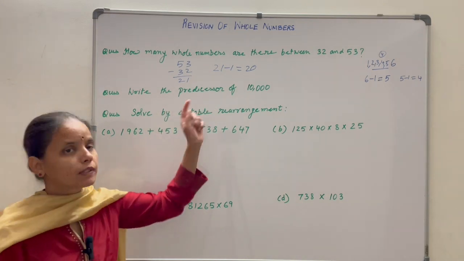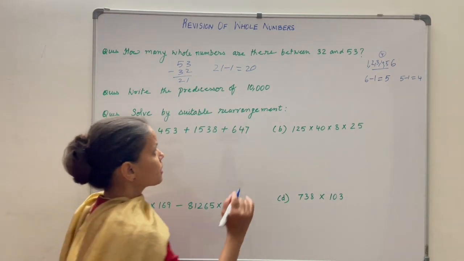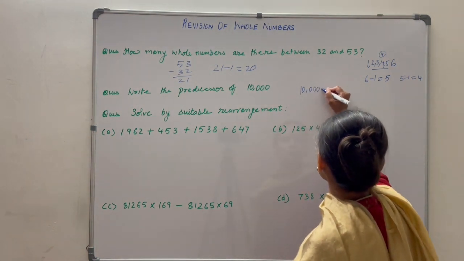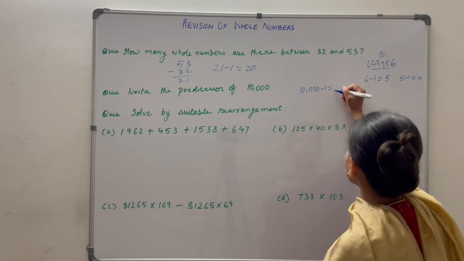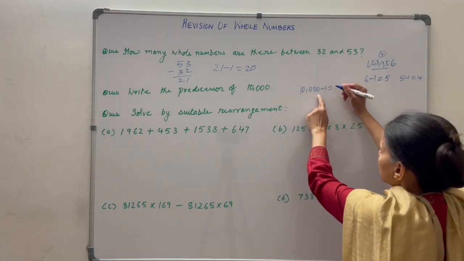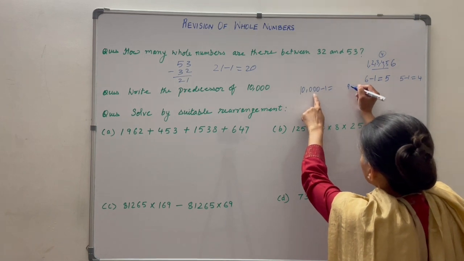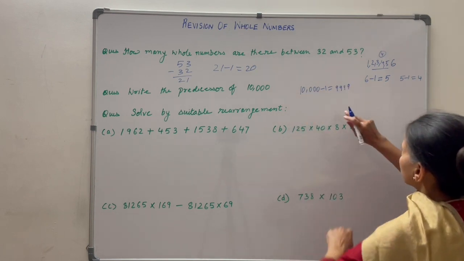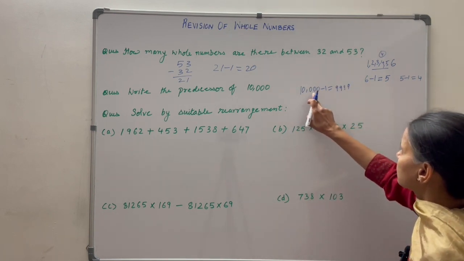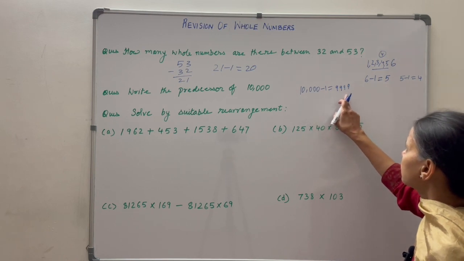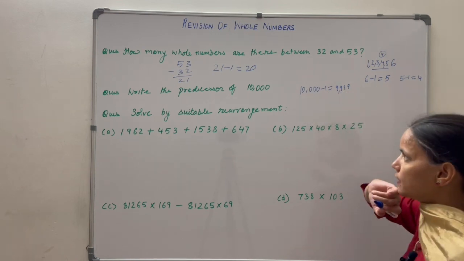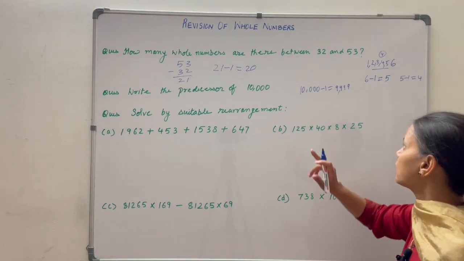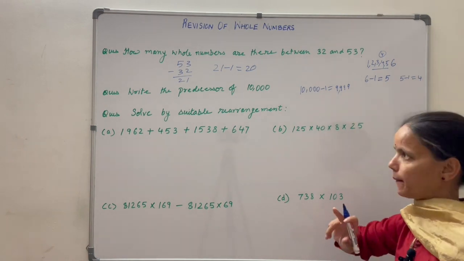Write the predecessor of 10,000. To find the predecessor, what do you do? You subtract 1 from 10,000. When you subtract 1 from 10,000, you keep borrowing, right? 10 minus 1 is 9, then here you get 9, 9 and 9. So from 10,000 if you subtract 1, you get 9,999. That is the predecessor of 10,000. Whenever you have to find the predecessor, you have to subtract 1.